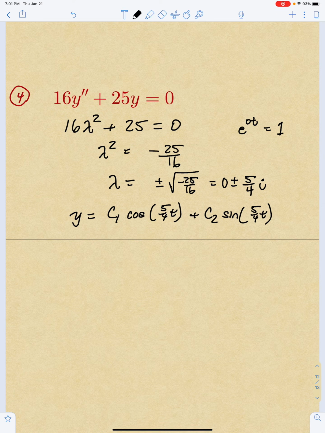And there we have it, the four main cases for solving a second order linear differential equation with constant coefficients.